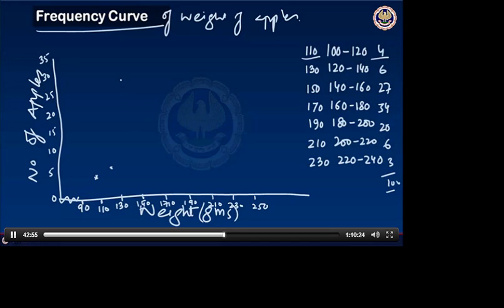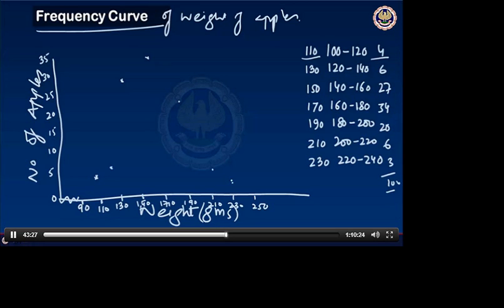And then we have 170 which goes to 34. So it will be somewhere here. Then we have 190 which is 20. So it will be coming here, somewhere here. Then we have 210 which comes right here, somewhere 6 here. And then we have 230 which is 3. So it will fall somewhere here.